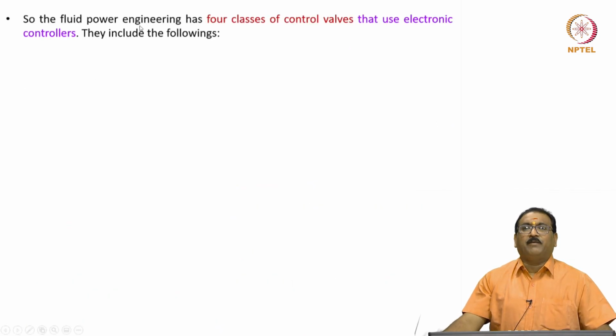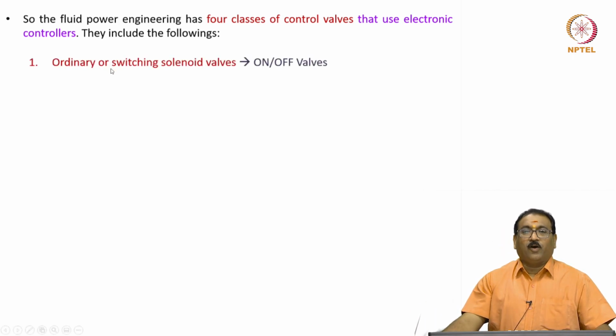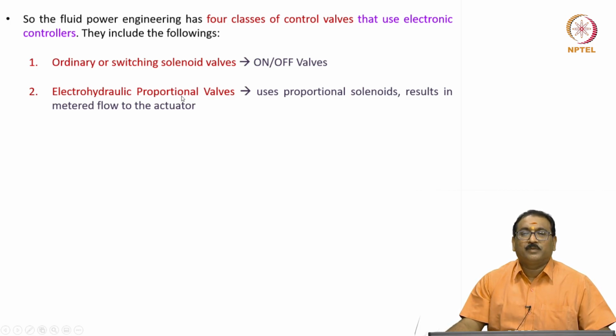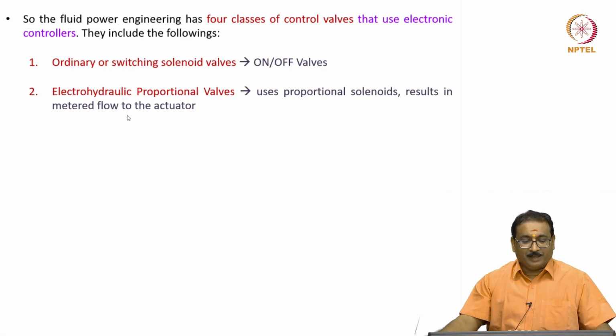So, fluid power engineering has 4 classes of control valves that use electronic controllers. They include the following: ordinary or switching solenoid valves, also known as on-off valves. Second category, electro-hydraulic proportional valves, uses proportional solenoids, resulting in a metered flow to the actuator, meaning the in-between positioning of the spool is possible. In the ordinary switching valve, it is not possible.